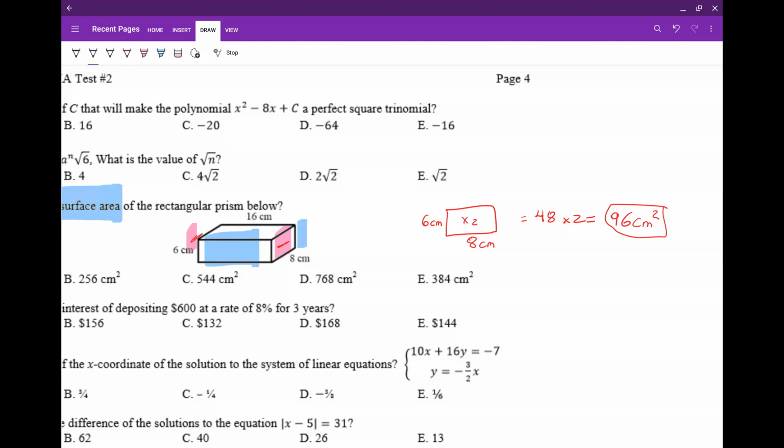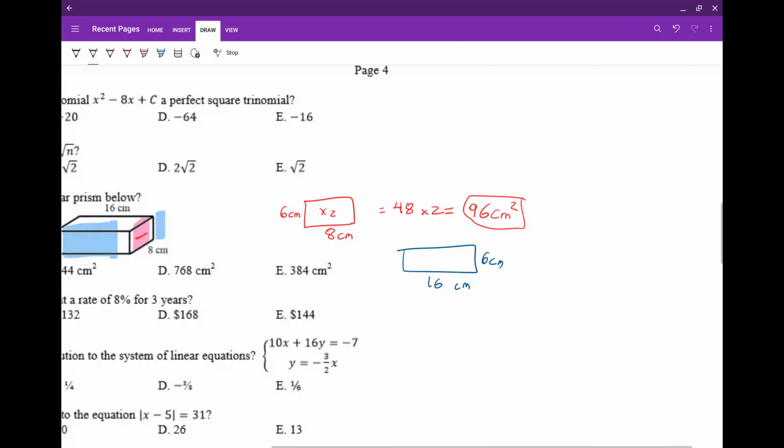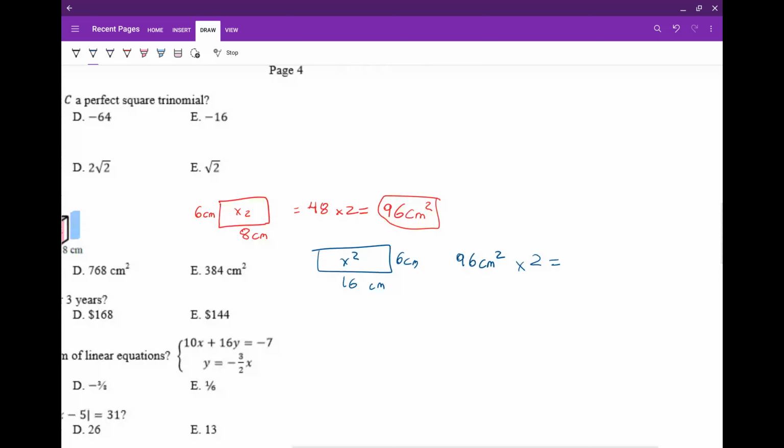Now for the blue ones, if I were to redraw this, I'd have 16 centimeters as the base, and then the height is 6 centimeters. Multiply, and you get an area of 96 centimeters squared. Remember, this quantity is doubled, so that's going to equal 192 centimeters squared.